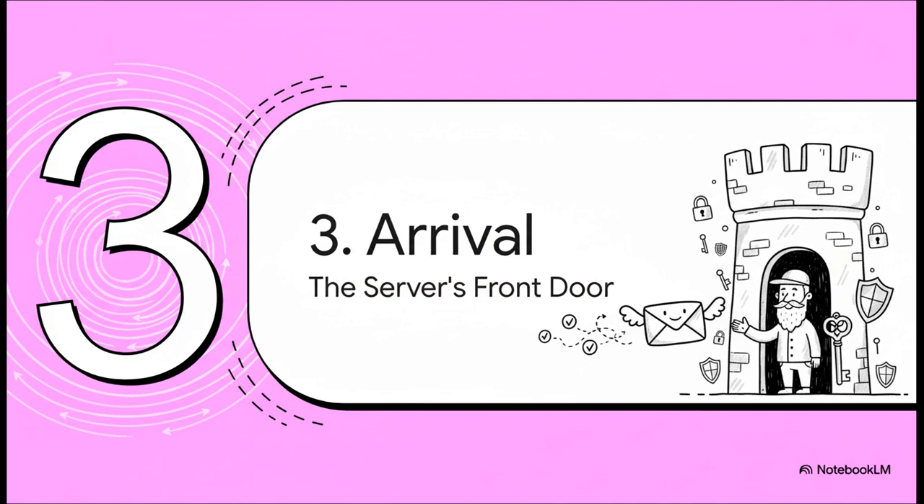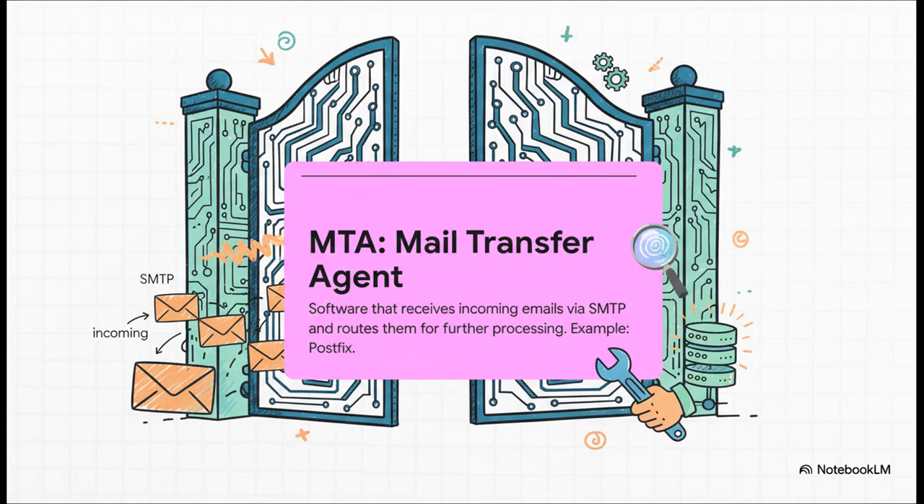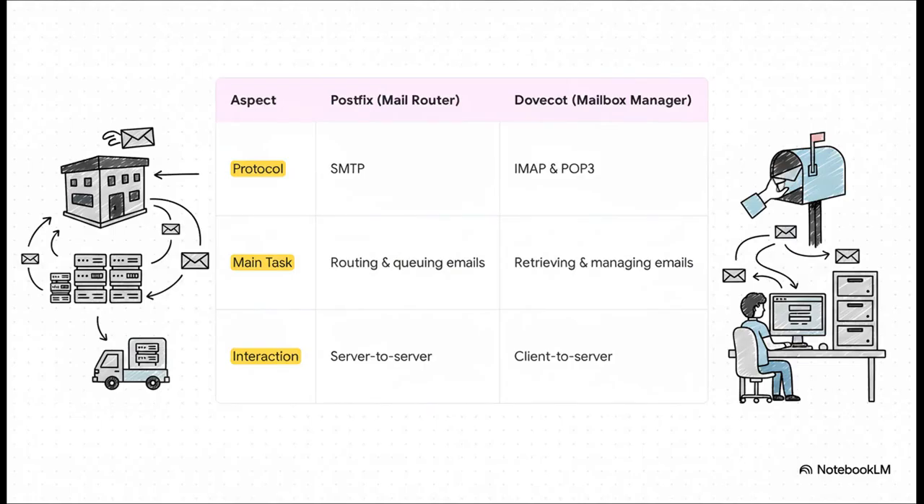It officially arrives at the destination server. But it doesn't just barge in. It's met by a gatekeeper. This gatekeeper is a piece of software called the Mail Transfer Agent, or MTA. A really common one you'll find out there is named Postfix. Its entire job is to handle that SMTP conversation, accept the incoming email, and then decide where it needs to go next.